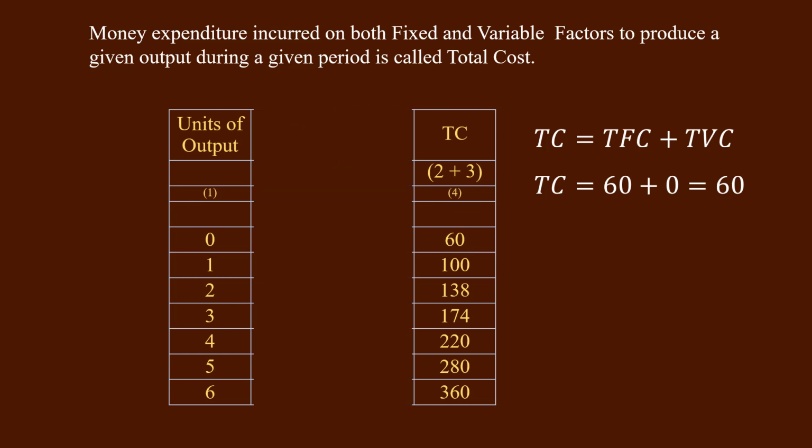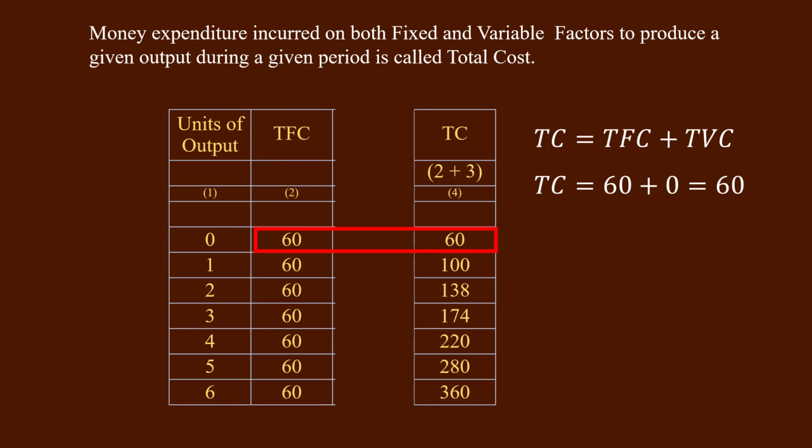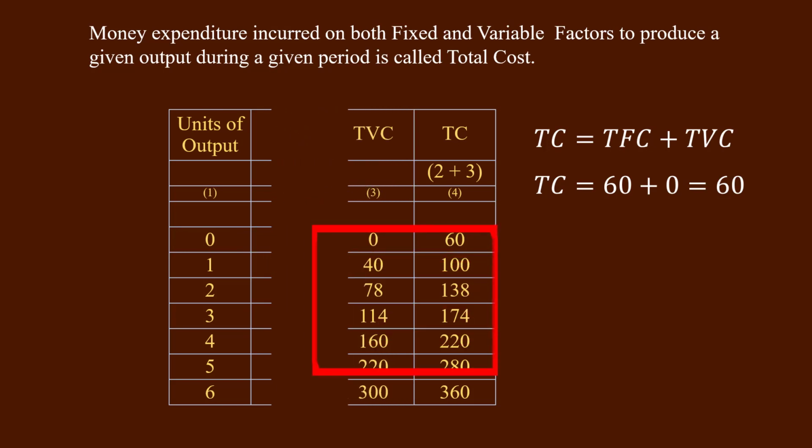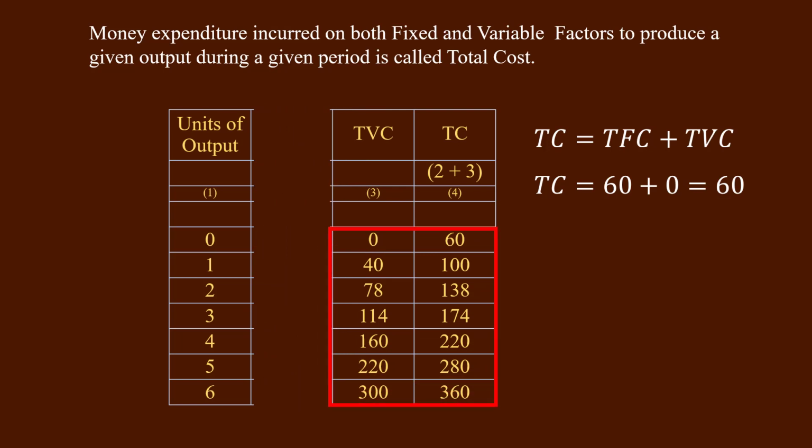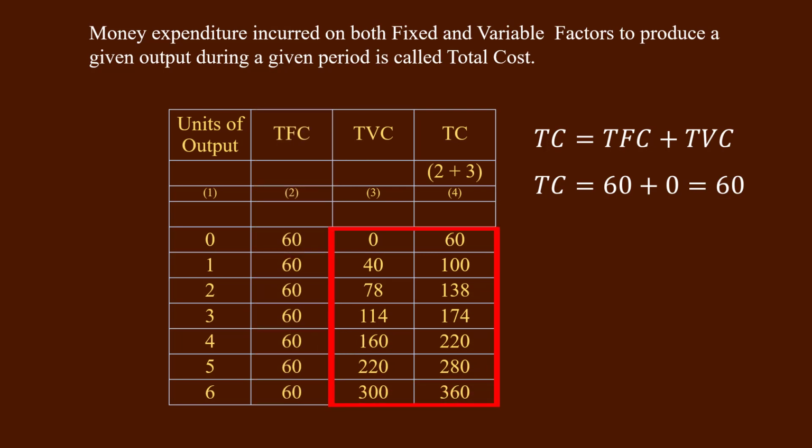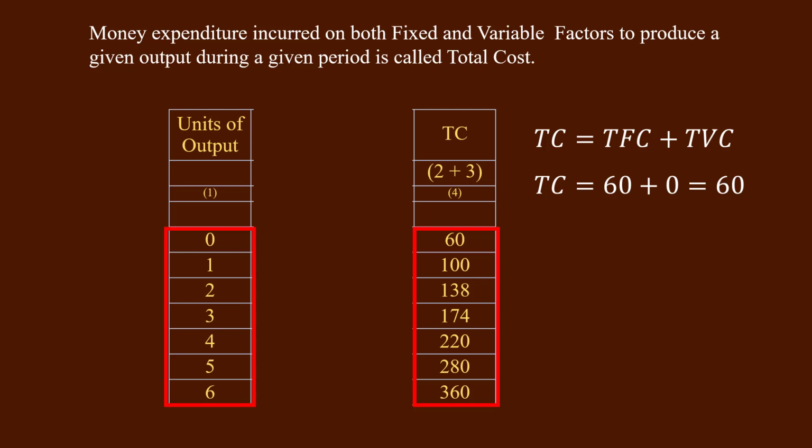Observe the behavior of total cost. Total cost at 0 output is 60 rupees. Total cost is equal to total fixed cost when output is 0. It behaves the way total variable cost behaves because total fixed cost is unchanged. It also increases with output. You must keep all these things in your mind while representing this table in a graph.